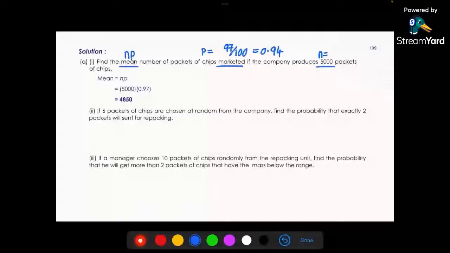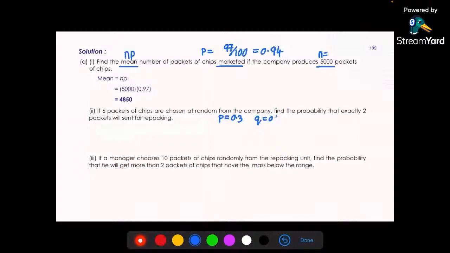If 6 packets of chips are chosen at random from the company, find the probability that exactly 2 packets will be sent for repacking. So kalau kita tengok sini repacking, yang pack adalah p adalah 0.97, right? Sorry, in this case kita nak tengok yang repacking. So bila repacking means kita nak cari the repacking will be the success. So p in this case will be 0.03 and then q will be 0.97 lah. So kita akan masukkan dalam sini je nak repacking balik.